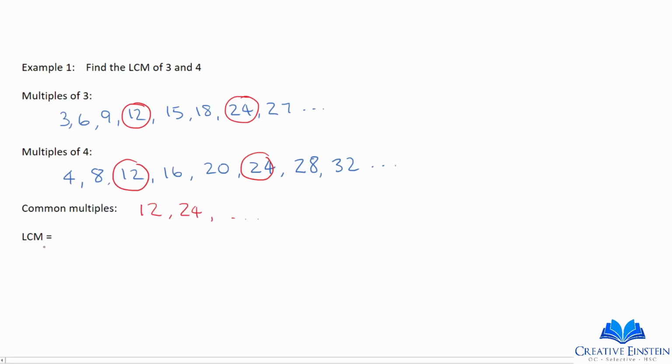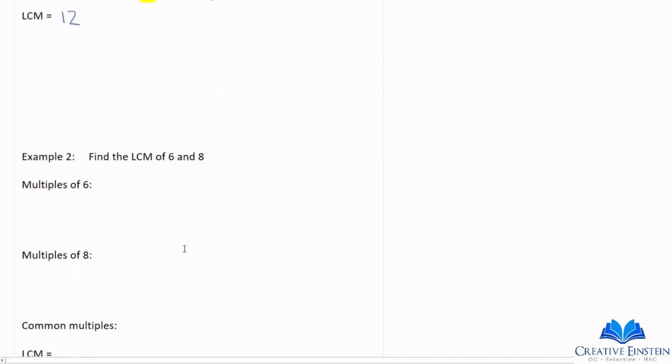So we need to figure out the lowest common multiple. And the lowest common multiple is 12, because that's the lowest number that they both have in common. So the LCM of 3 and 4 is 12. Let's move on to some more examples.